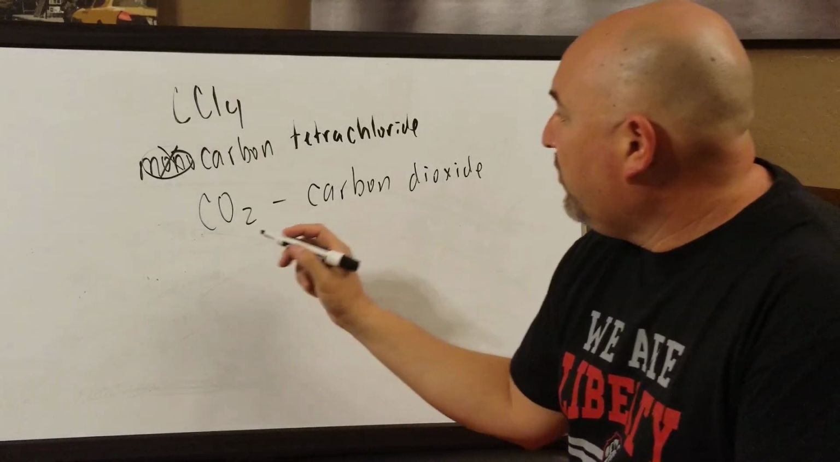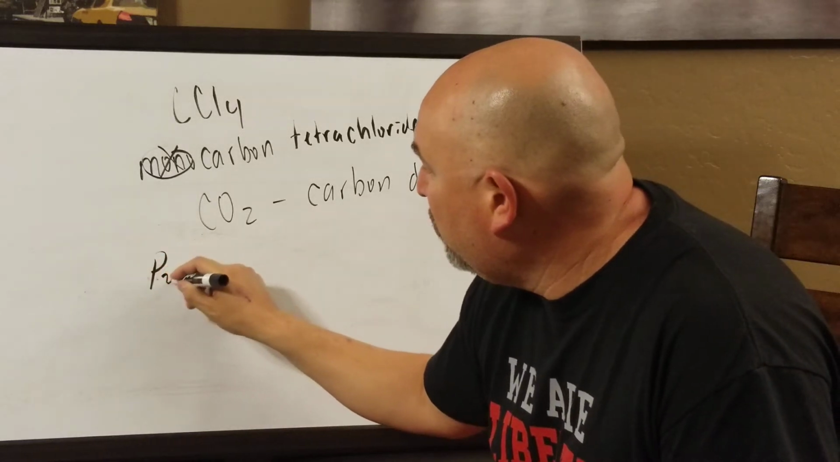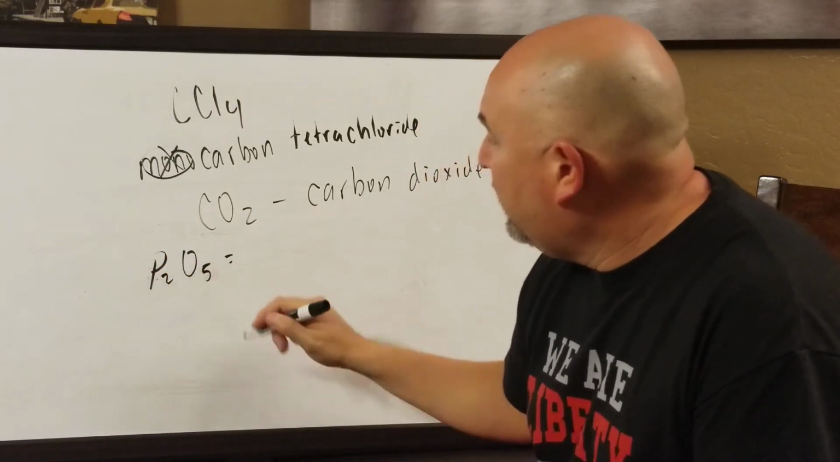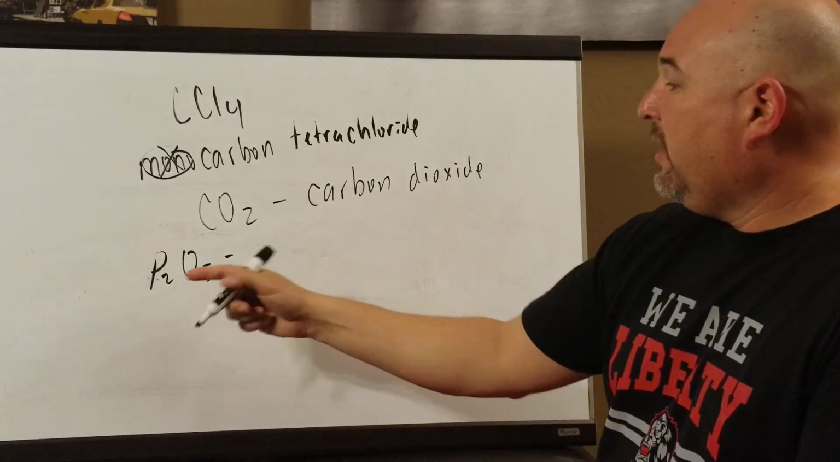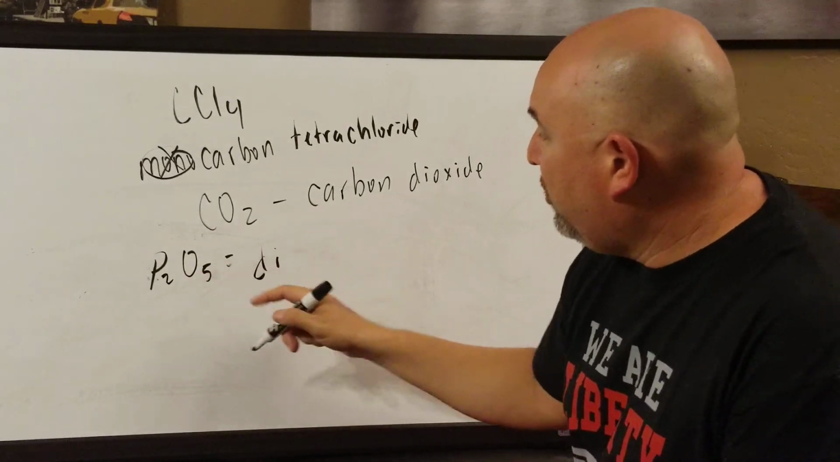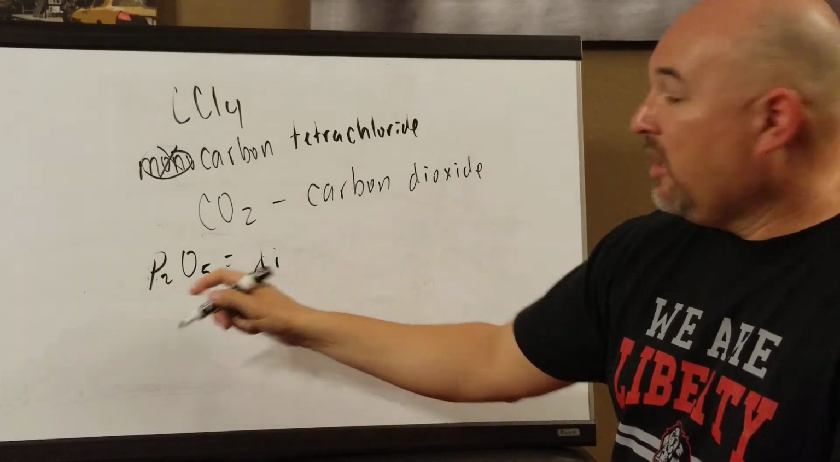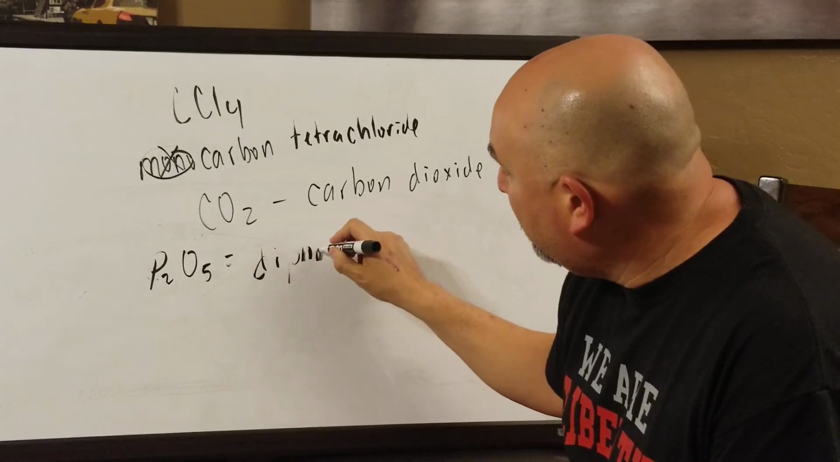So if I had something like P2O5, that would be di. I do have to write the prefix now because it's not one. So diphosphorus.